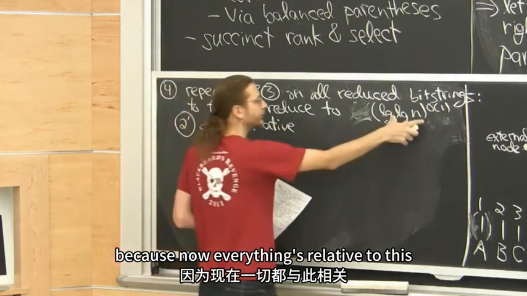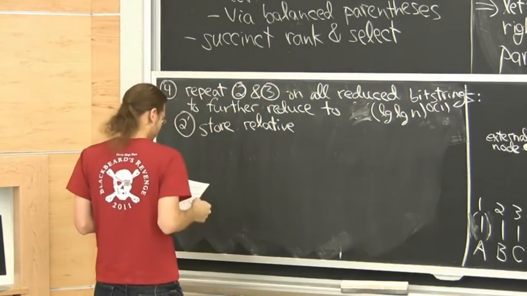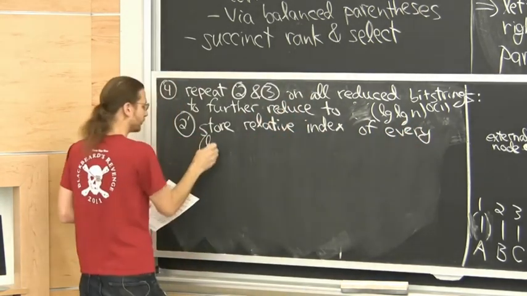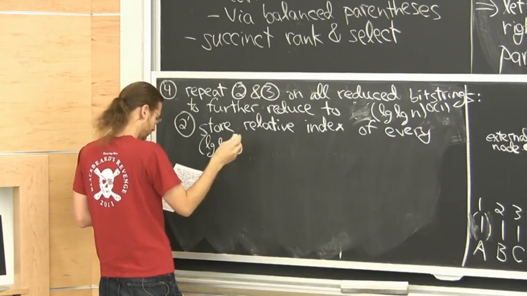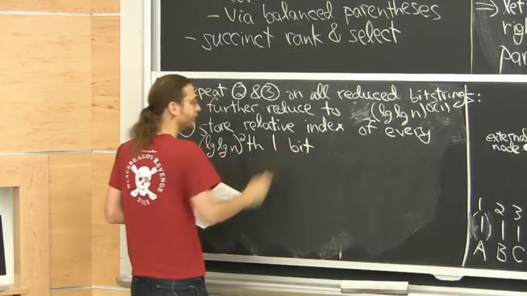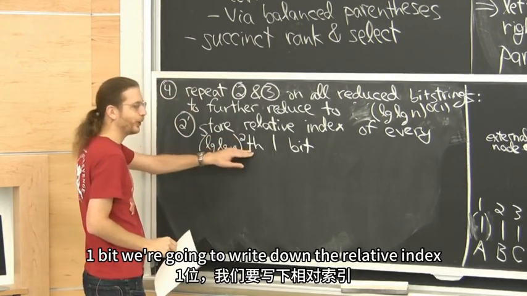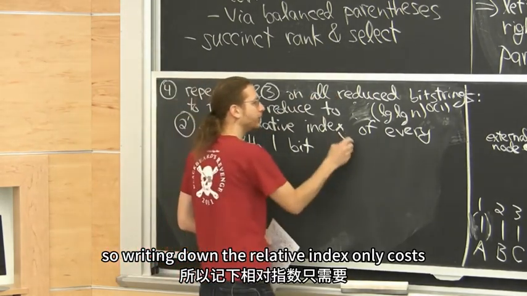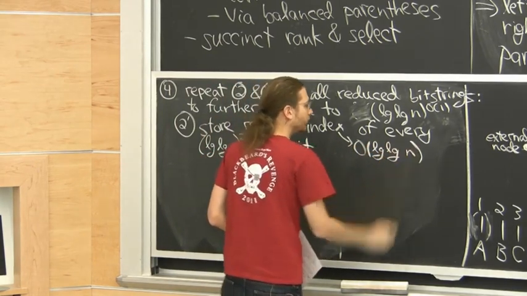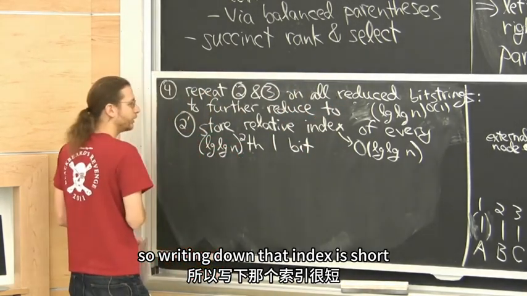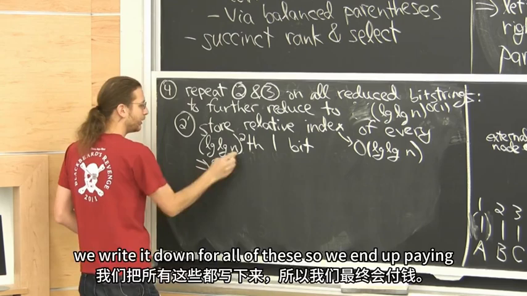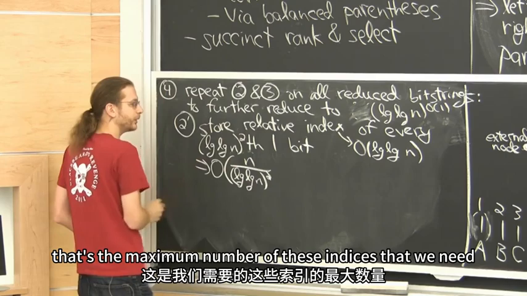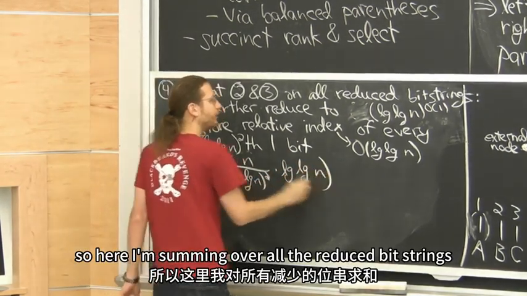I want to make this explicit because they are slightly different. Because now everything's relative to the reduced string, which is polylog. This gets hard to pronounce, but every log n squareth 1 bit, we're going to write down the relative index within the reduced string of size log n. So writing down the relative index only costs log n bits. Because we're in something of size log n, so writing down that index is short.